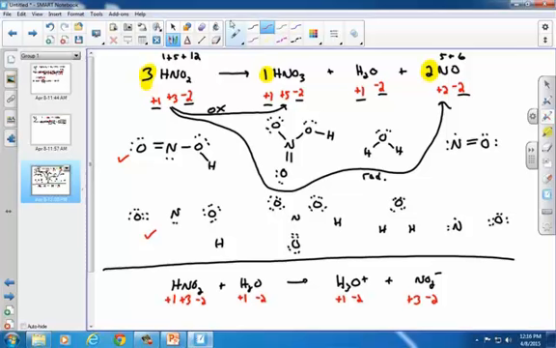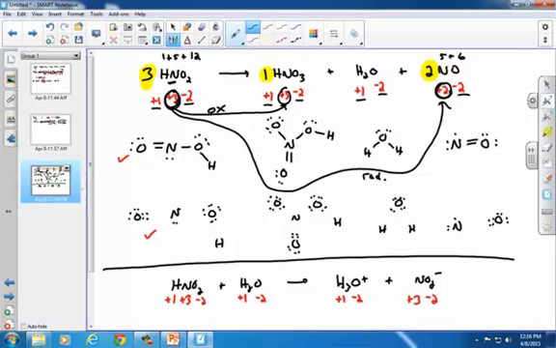If they're changing, then whichever element is specifically going up in its oxidation number, so from +3 to +5, that element is being oxidized. And that's what makes an oxidation, is an increase in the oxidation number. If an element's going down from a +3 to a +2, then that element is being reduced.